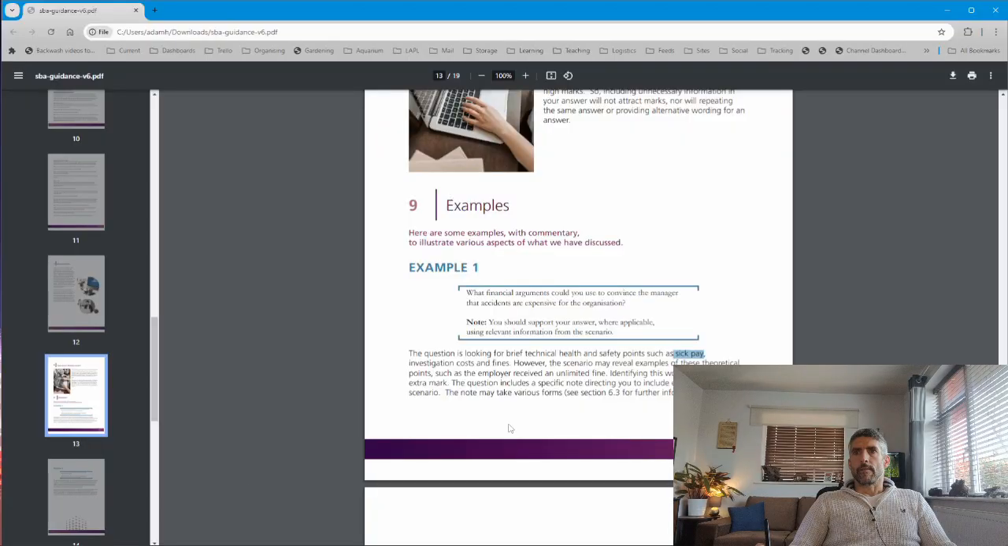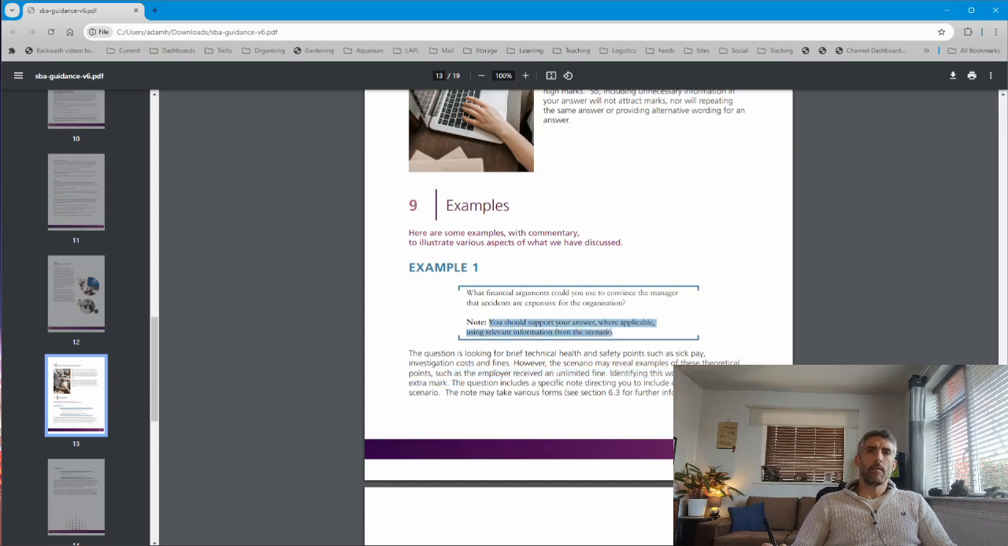Brief technical health and safety points, such as blah, blah, blah. However, the scenario may reveal examples of these theoretical points, such as the employer received an unlimited fine. Identifying this would merit an extra mark. So this is this bit basically.